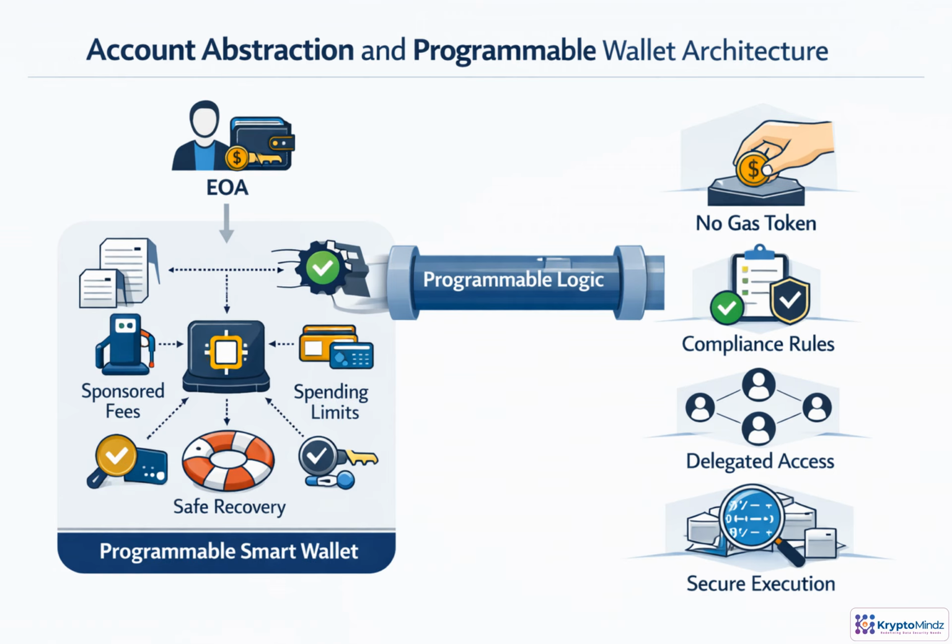Account abstraction moves wallet behavior from a simple key-controlled account into programmable logic. Instead of requiring every investor to hold gas tokens and manually approve each action, a smart account can validate transactions against rules first. That enables sponsored fees, spending limits, delegated access, batching, and recovery workflows. In an ERC-4337 style model, user operations pass through bundlers and an entry point, so enterprises must diligence paymasters, smart account code, chain support, and new attack surfaces.